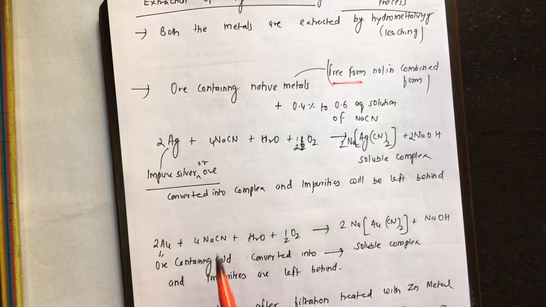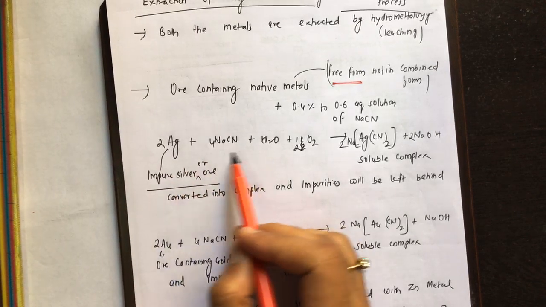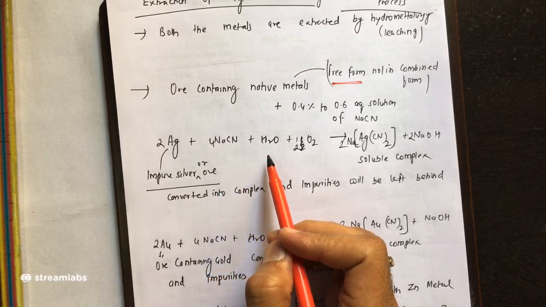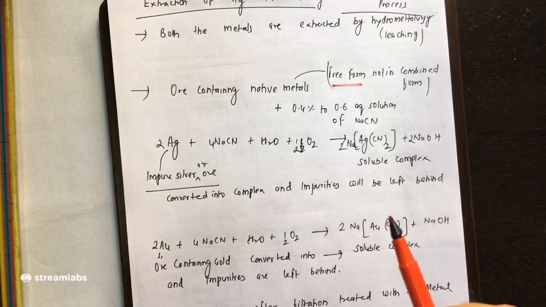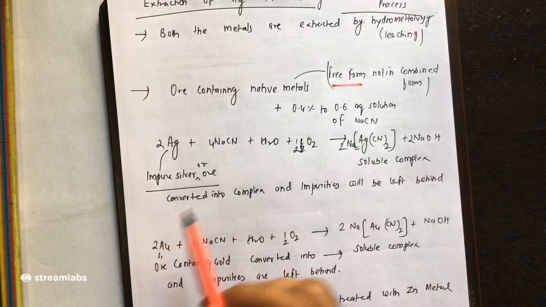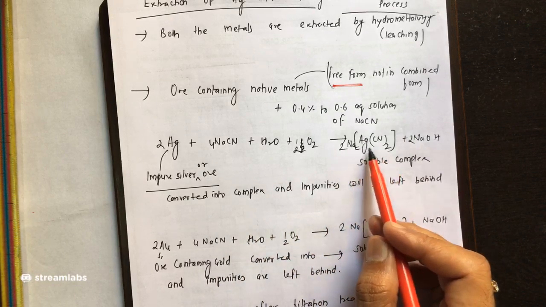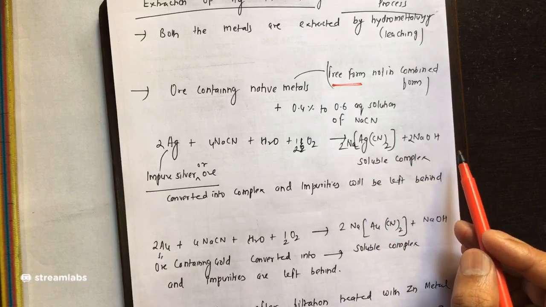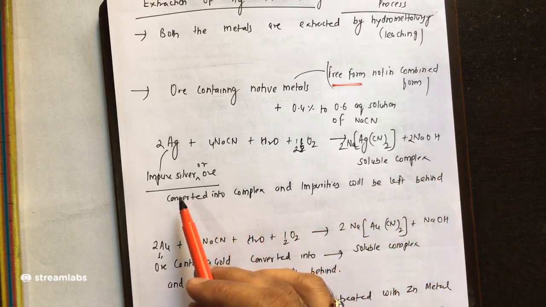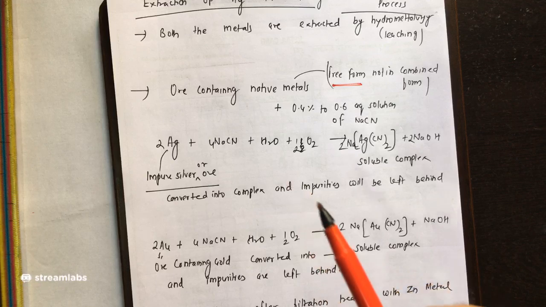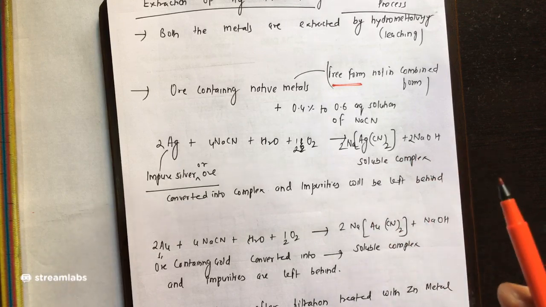So what will happen? See, this is silver, which is an impure silver ore, we can say that. You are adding sodium cyanide, along with that you are adding some water and oxygen. So what does it form? It leads to the formation of a complex, my dear student. So this is converted into a complex, that is sodium dicyanoargentate, Na[Ag(CN)2]. This is very important. They ask the complex here, and 2 NaOH will be formed. So this impure silver ore is converted into a complex, and whatever impurities are there will settle down, will be left behind, and you can filter it.